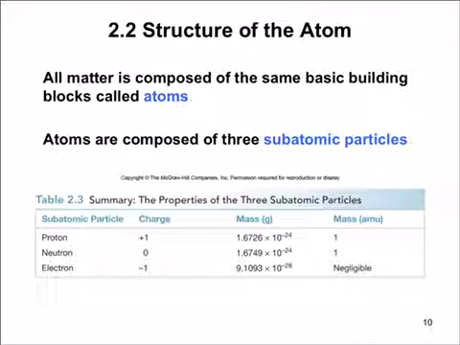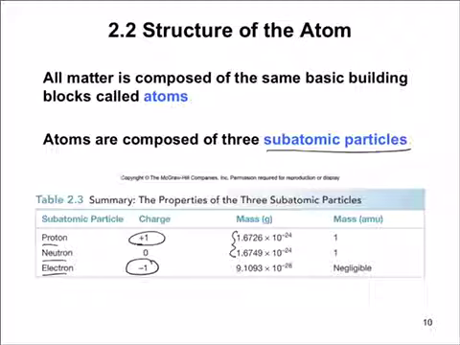Now, all matter is composed of the same building blocks called atoms. And these atoms consist of three smaller particles, or subatomic particles: the proton, the neutron, and the electron. The proton has a positive charge, the electron has a negative charge, and the neutron has no charge. Now, if you take a look at the masses of these particles, the mass of the proton and the neutron are essentially the same, 1.67 times 10 to the minus 24 grams.